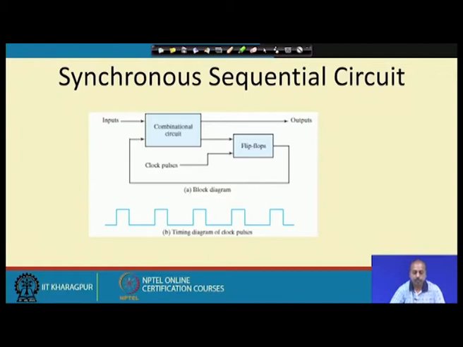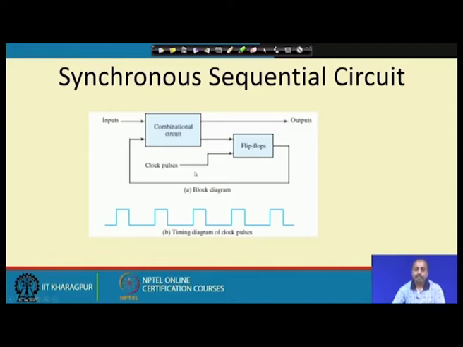We will see some examples. This is the typical structure of a synchronous sequential circuit. We have a combinational circuit that gets the input, plus there are some memory elements, which are commonly known as flip flops. We will see these flip flops after some time. The clock pulses are feeding these flip flops, and the flip flops are activated when the clock signal is active.